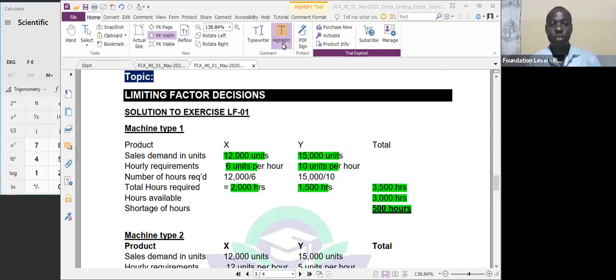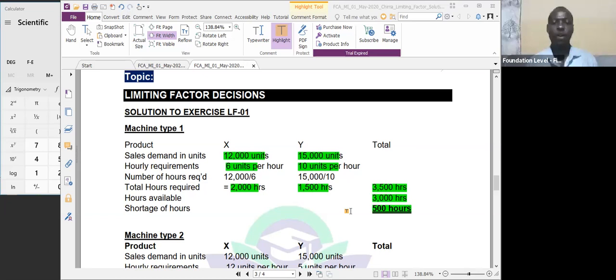Let's look at machine 2. The same scenario is playing out here. We need 12,000 units of product X, but in machine 2, we can produce 12 units in 1 hour. So simply put, 12,000 units overall divided by 12 units means 1,000 hours is required for product X in machine 2. Now going to product Y, we have 15,000 units, and we're taking them 5 units in 1 hour.